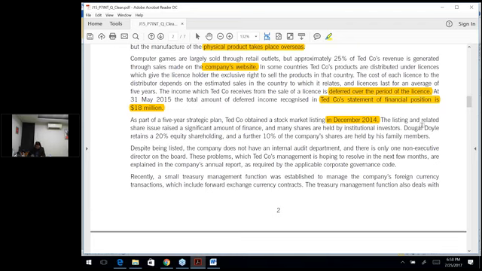It says the listing and related share issue raised a significant amount of finance, and many shares are held by institutional investors. Decker Doyle retains 20% of equity shareholding, and a further 10% of the company's shares are held by his family members. So you see, the chief executive officer has a vested interest. He has 20% of the shareholding, and 10% is held by his family members. So in total it's 30% within himself and his family.